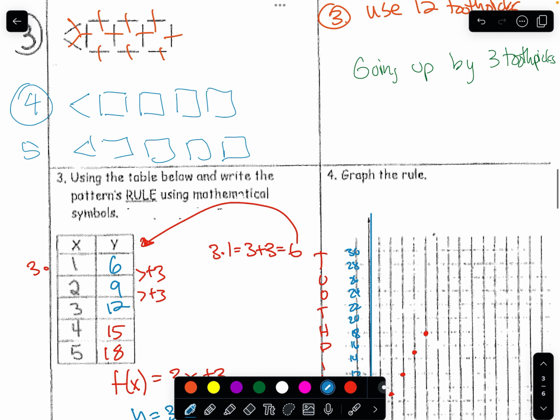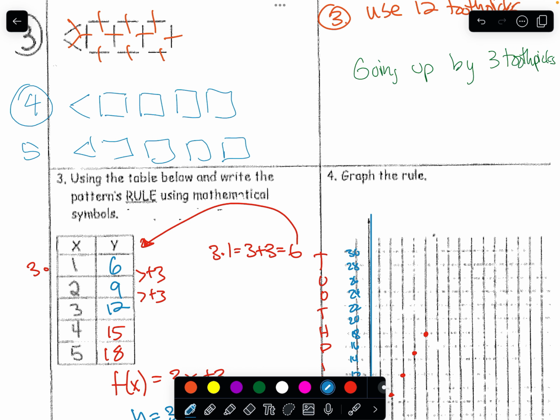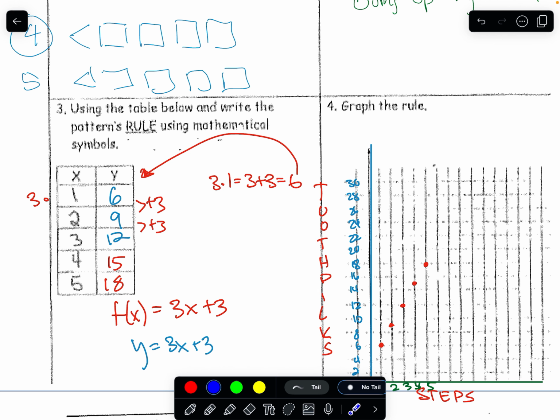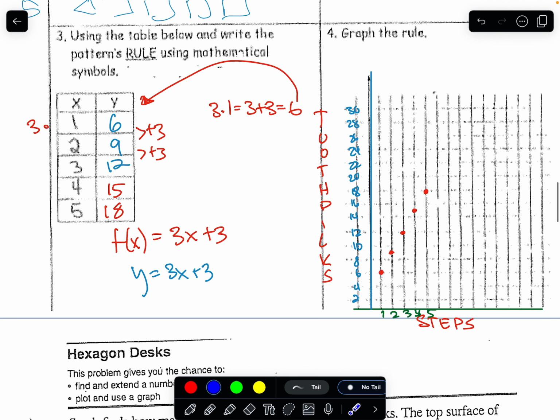Then we can see that it's going up by 3, and when we make our table, we can see it's going up by 3 here. And so we can write our function rule. 3 consecutively means it's going to be 3 times x. So if I try that, I go 3 times 1 is 3, and I add 3 to get to 6. Now this just happens to be a coincidence that I'm adding the same number that I'm multiplying by. Normally it's not like that, but it happens to be in this one. And then of course I graph, I put the steps down here and the number of toothpicks here.